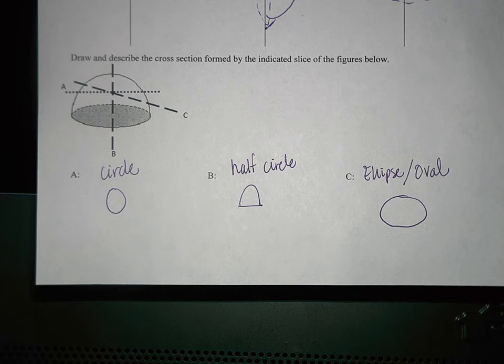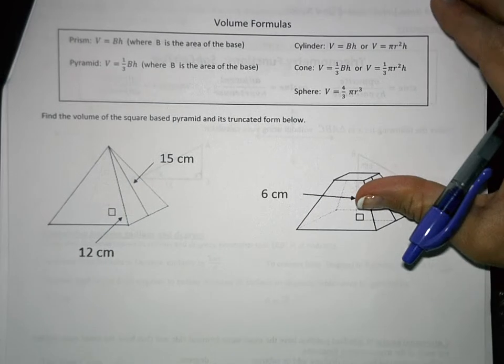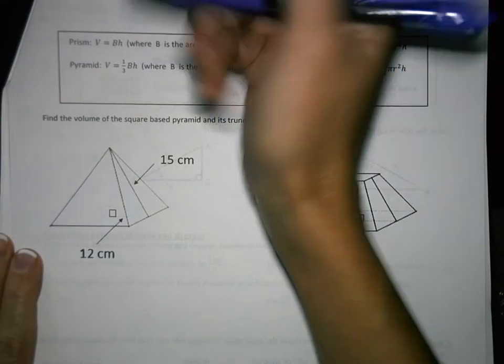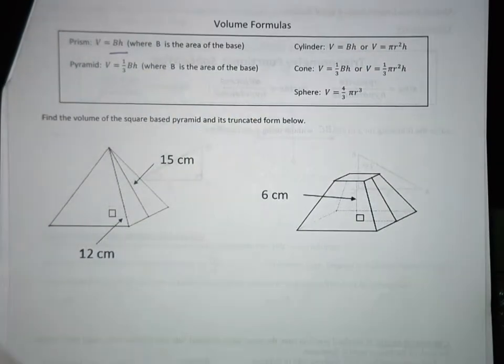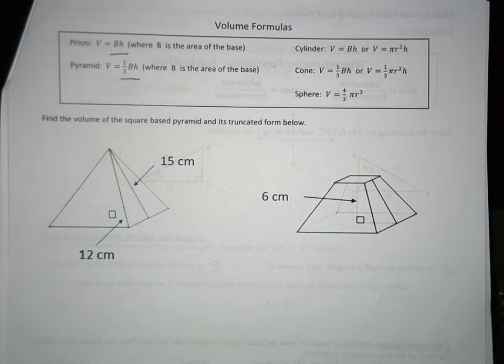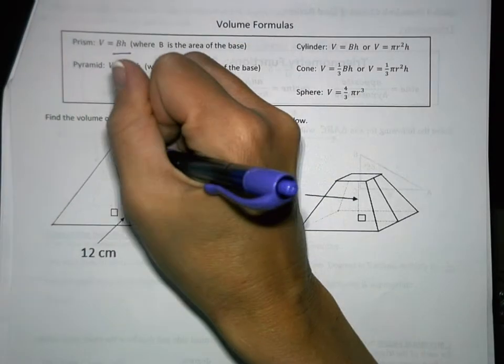Okay, last one. Volume of our truncated figure. Okay, so remember with volume, volume is your base area times the height for a prism. And if you have a pyramid, it's 1/3 the base area times the height. Now, the height on this, they've given us the slant height, but we need the actual height of the figure.